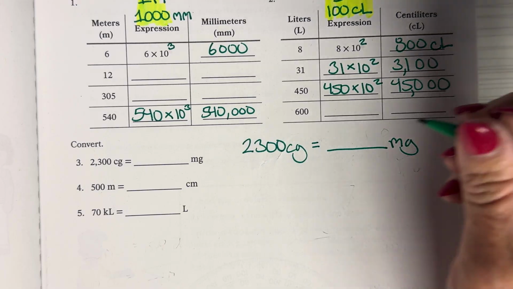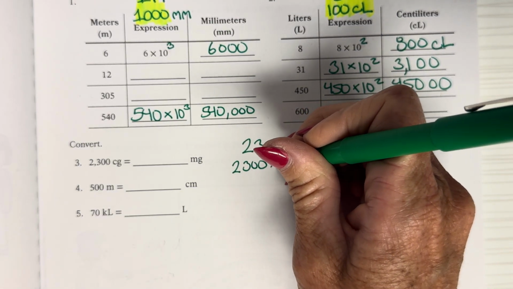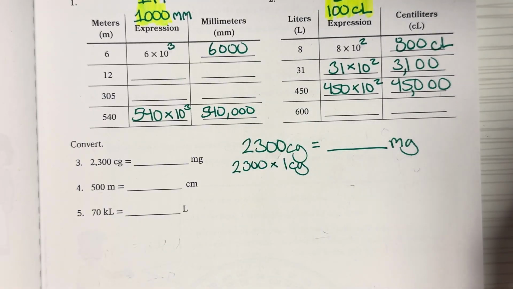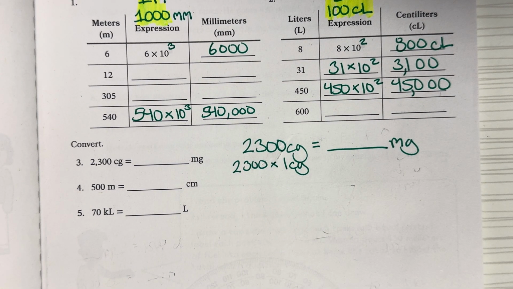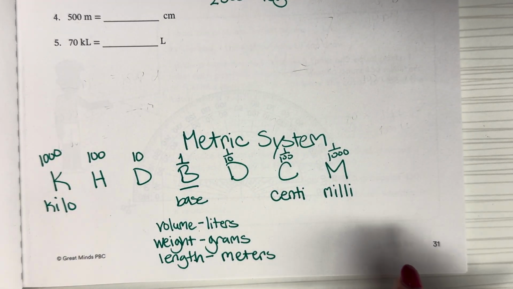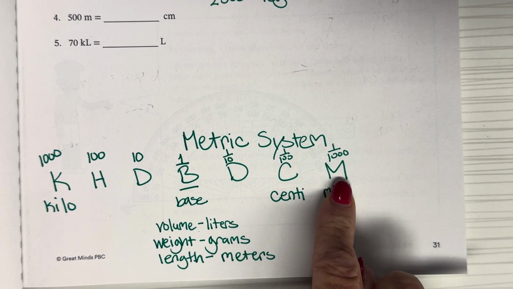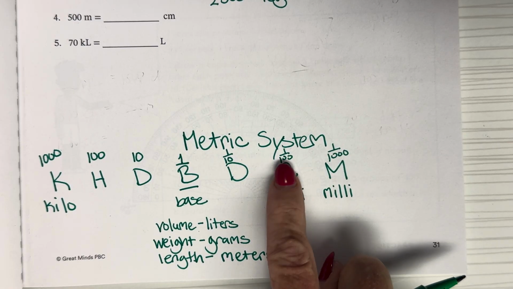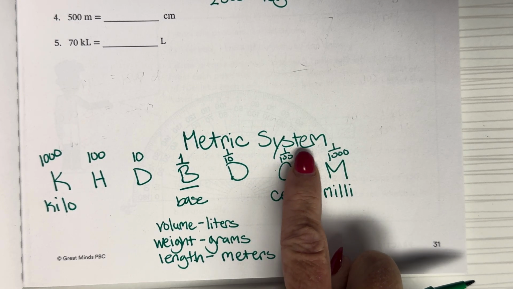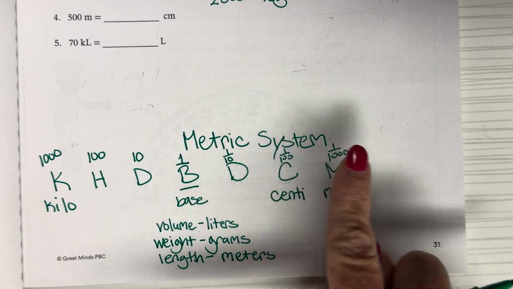Well, I know right here, this is 2,300 times 1 centigram, but I need to change this into milligrams. So I'm going to look down here and see, what is a centigram compared to a milligram? Okay, this one's a little tricky because the centis are here and the millis are here. The millis are smaller, so there's more of them. So I could take 1 centigram and cut it up into 10 pieces to get here, because every single one is worth 10.